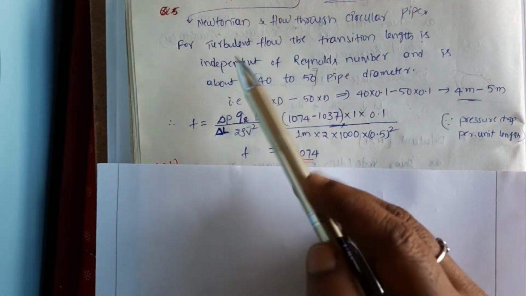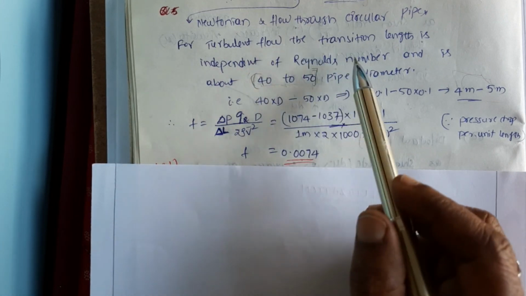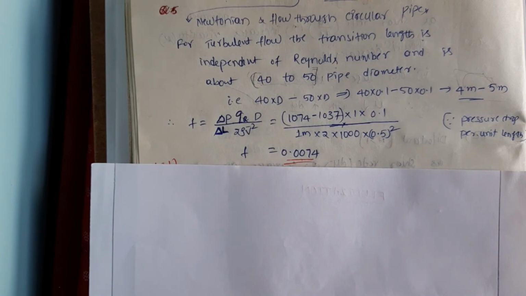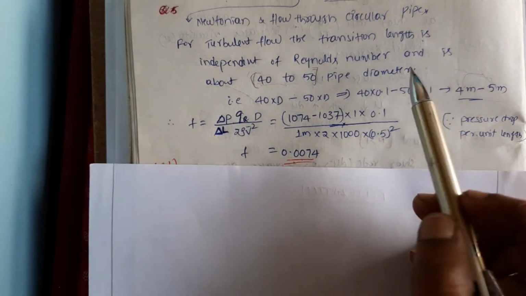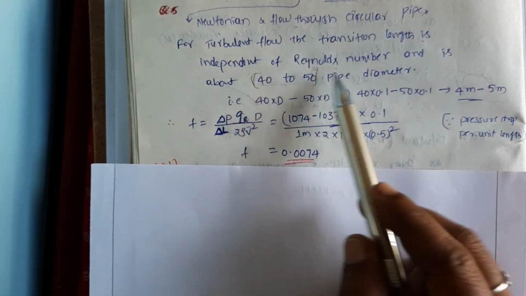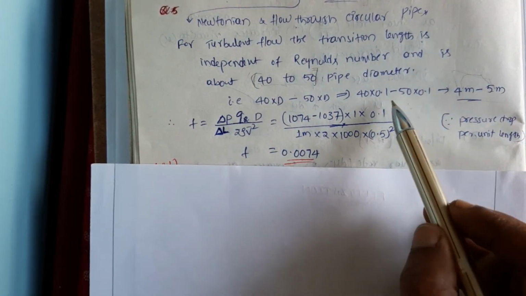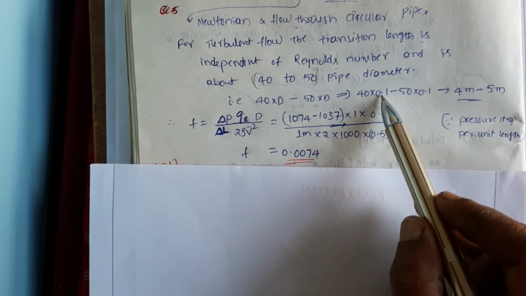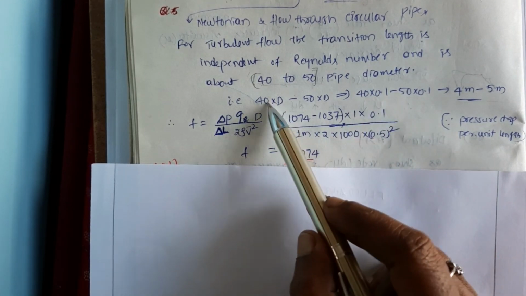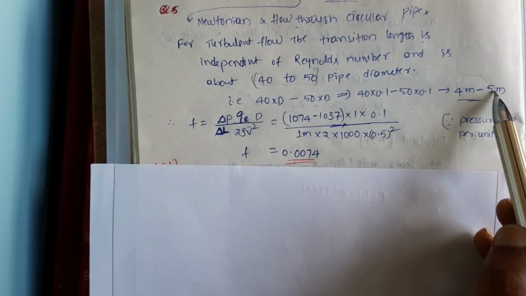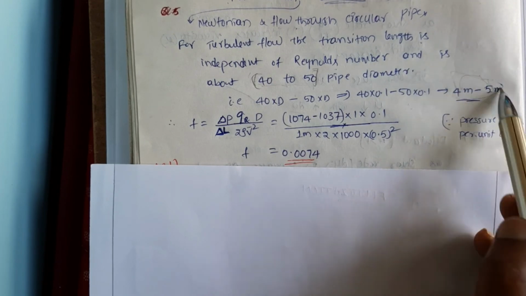I have explained, right? For turbulent flow, the transition length is independent of the Reynolds number. It is about 40 to 50 times the pipe diameter, right? The pipe diameter is 10 centimeters, so 40 to 50 times the pipe diameter, you will get 4 meters to 5 meters. Beyond this region you will get the fully developed flow.